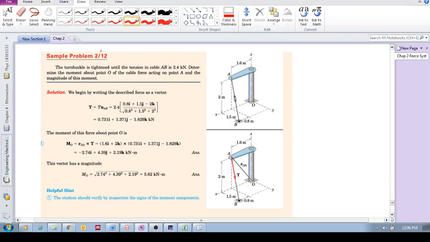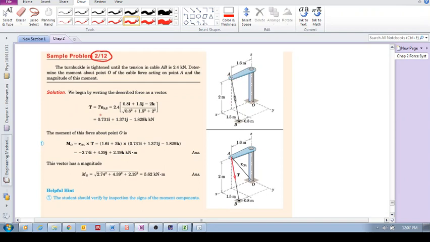Okay, sample problem 212. The turnbuckle, that's a turnbuckle, is tightened until the tension in this cable, AB, is 2.4 kilonewton. Determine the moment about O of the cable force acting on point A and the magnitude of this moment. Okay, so this force is causing a moment about point O. We need to calculate this moment.